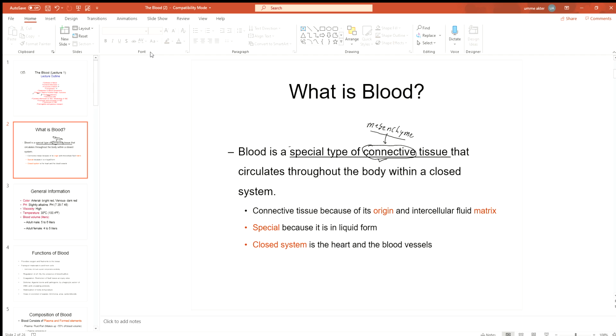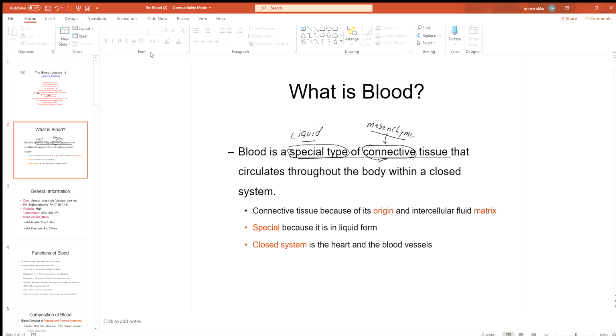Now why do we say special type of connective tissue? Because blood is the only connective tissue which is in liquid form. Other connective tissues are in solid form. For example, cartilage, bone, fat, coverings of the organs, tendons, ligaments, all those belong to the connective tissue, but they are in solid form. Only blood is in liquid form.